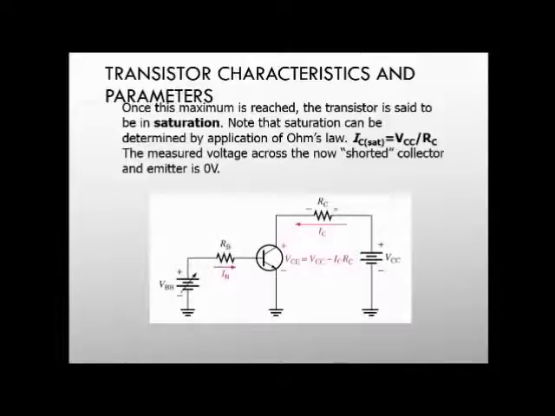The measured voltage across the shorted collector and emitter is 0 volt. In this case, you will find when the saturation region is reached, the collector to emitter voltage becomes 0, and IC is given as VCC by RC.